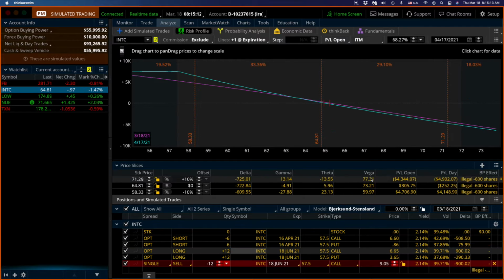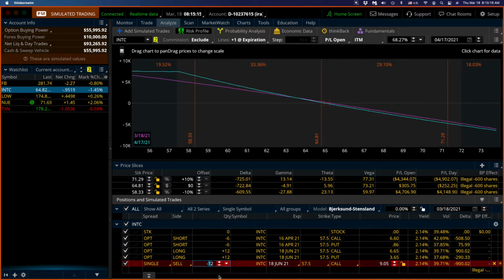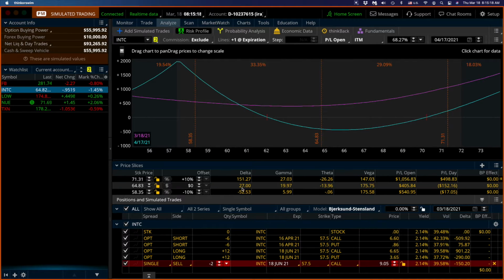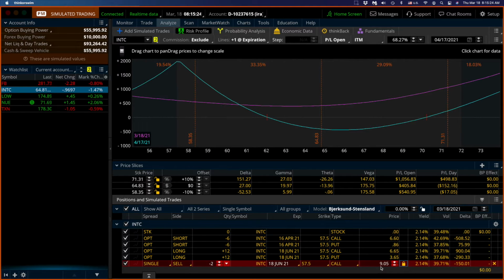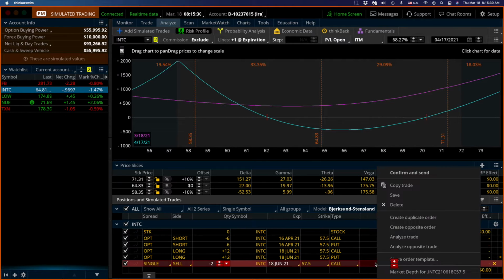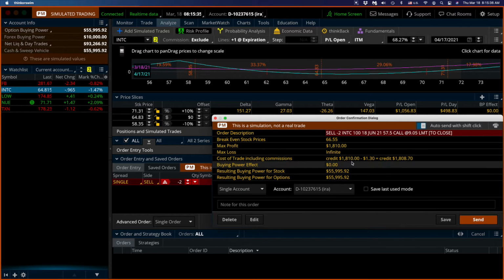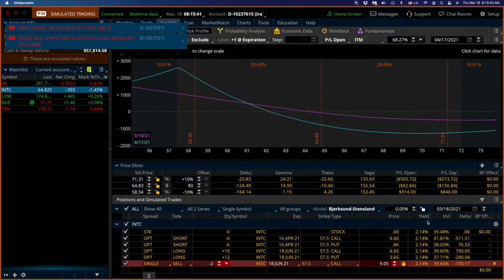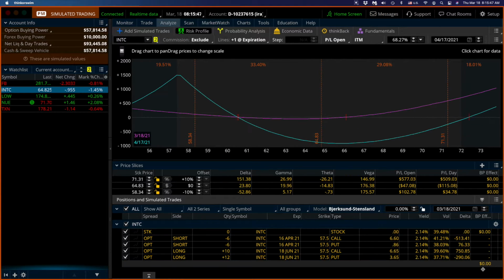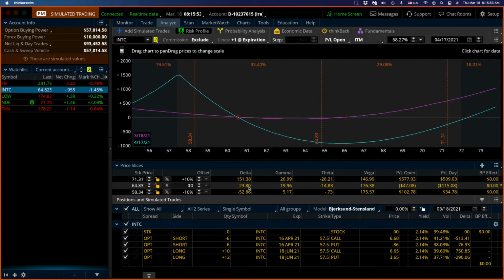Analyze closing, sell 2. There, that neutralizes my delta down to 27. That seems quite all right. And I'm taking a $9.05 credit times 2 times 100. So that's create duplicate, confirm and send, and that is a credit of $1,800. That's money that we can use to do other trades when they show up. And right there, it gets filled. Let's delete this simulation, and there you go. It's quite neutral, 23, almost 24 deltas.